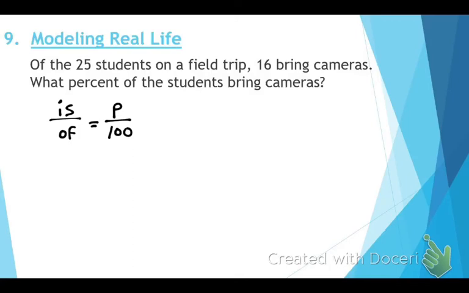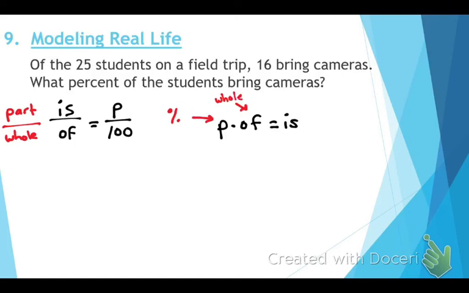I want you to remember when doing that, the is will always be the part, and the of will always be the whole or the total, okay? A lot of people used this way, but some people like to use the percent equation, which is fine also. The P, once again, just remember if you're doing it this way, the P will be the percent, the of will be your whole, and the is will be your part, okay? So if I do it this way, I don't know the percent. Once again, when you're looking for percent, always do percent proportion or percent equation.